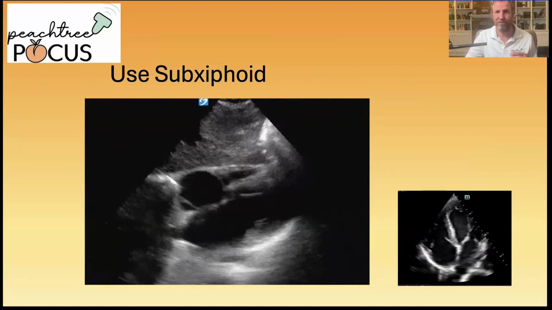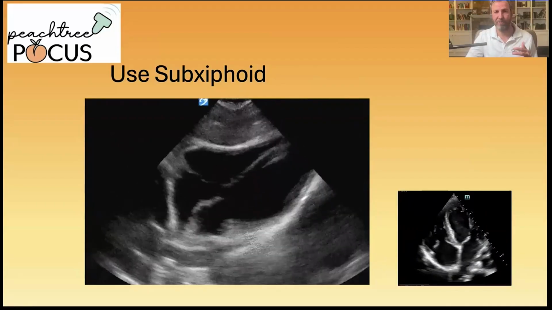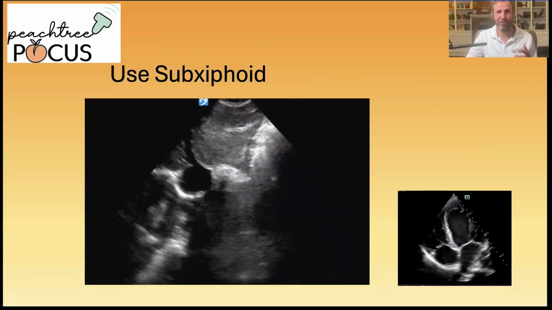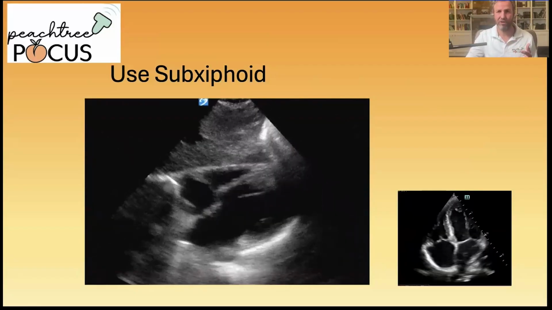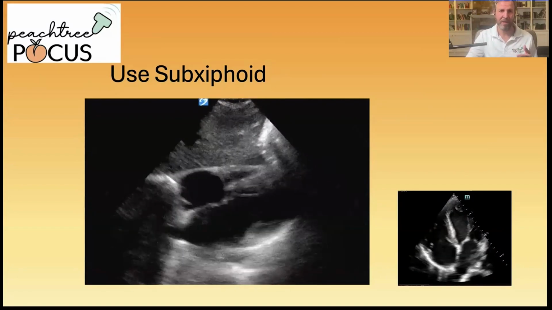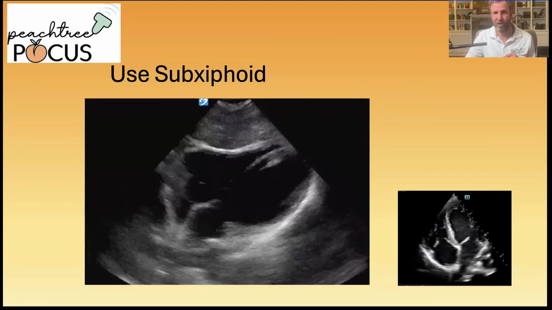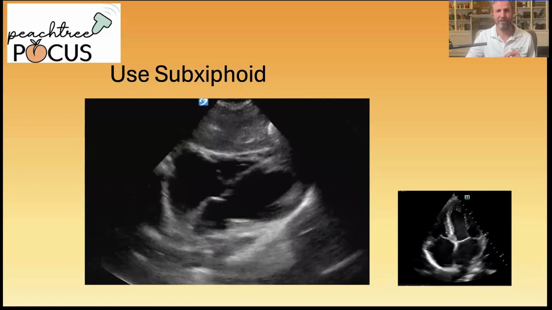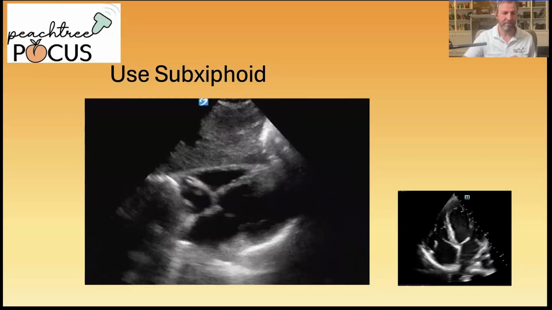It's relatively easy to obtain, you can line it up during compressions, and you're not interfering with the compressor. If for some reason you can't get a good subxiphoid view, say the patient has a lot of abdominal air, or they're barrel chested from COPD, then I go to an apical 4-chamber view as a reasonable alternative. But the point here is to choose a view that won't interrupt compressions.